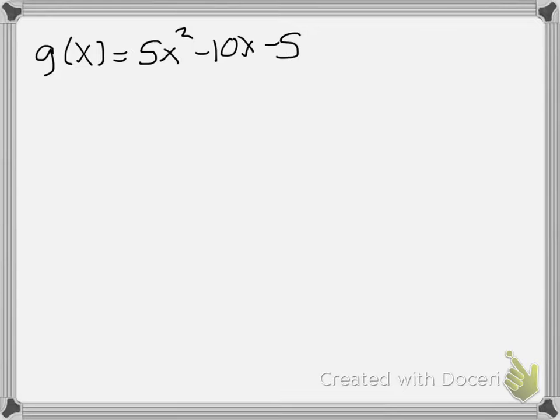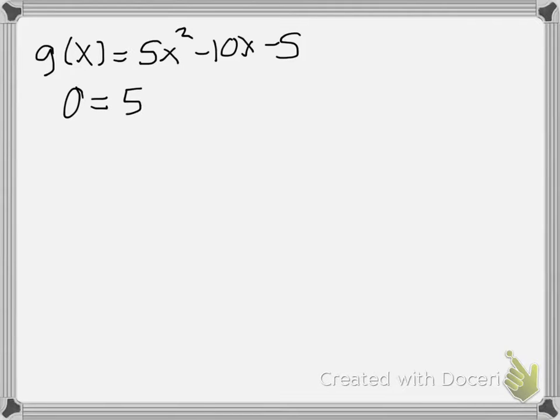Okay, last problem. Or I'm sorry, there's 2 more problems. My bad. You would think a math teacher could count, huh? G of x equals 5x squared minus 10x minus 5. Do you see a common problem here with all these problems that we have? I hope so. Once again, it's 0 equals, and I'm going to go ahead and take out the common factor.